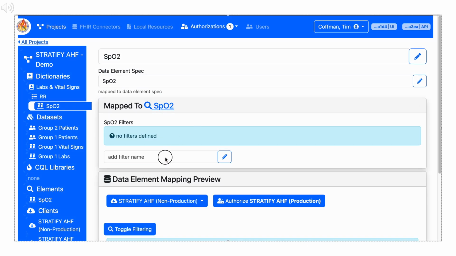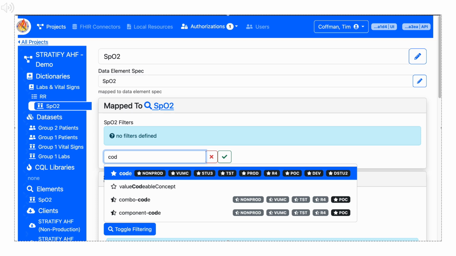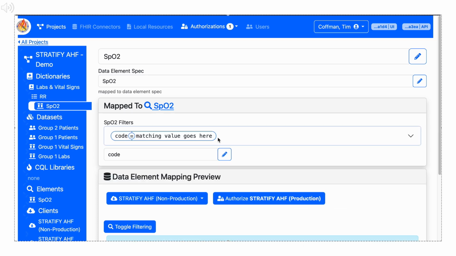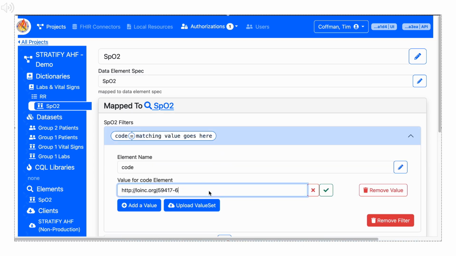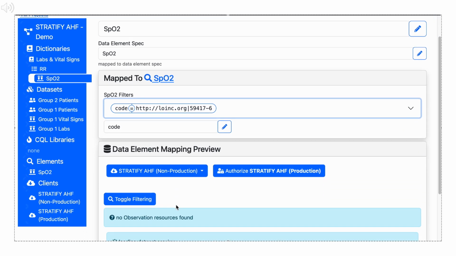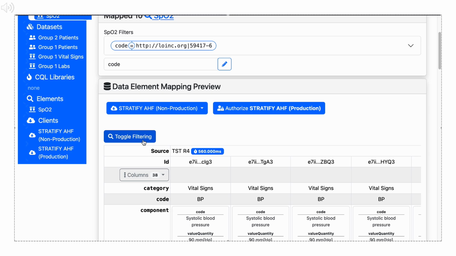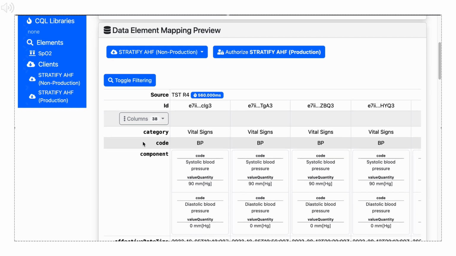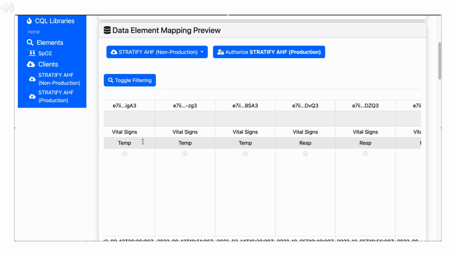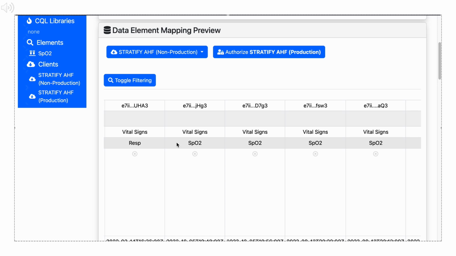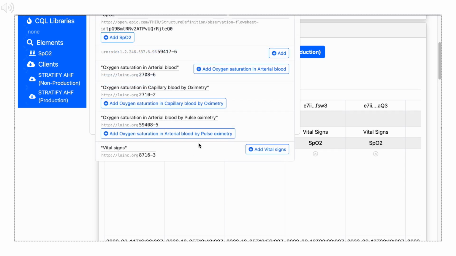To determine the codes for Stratify AHF to use when obtaining a patient's blood oxygen level, creating a new data element mapping specifically for this project is an option. The standard code is not finding any matches within the dataset. CQL Platform supports reviewing the unfiltered resources from the sample datasets so that the matching resources can be identified and their codes directly added to the dictionary. With an additional code, the preview shows observations that match.